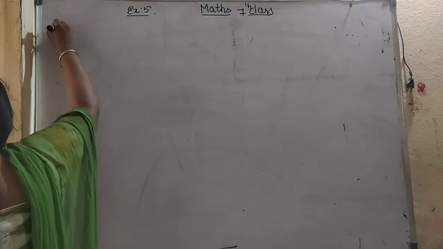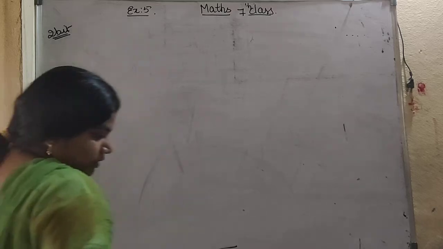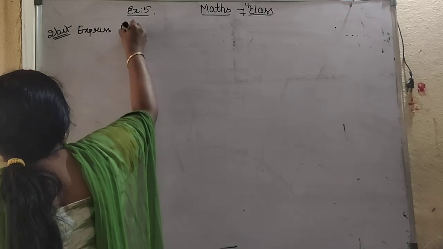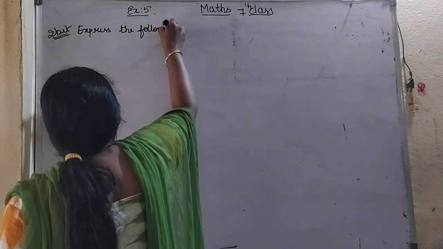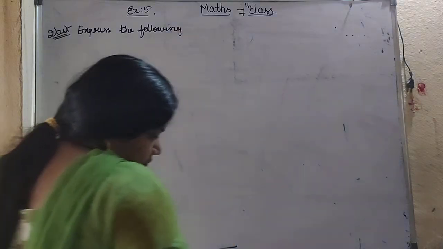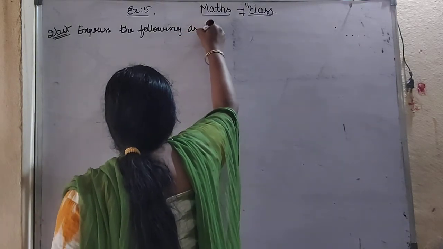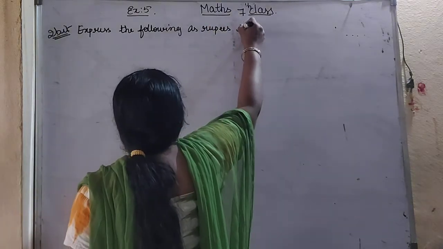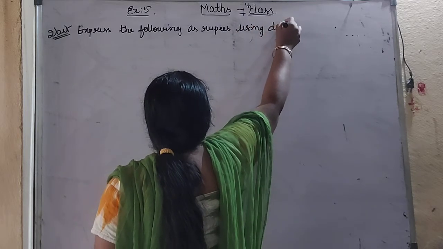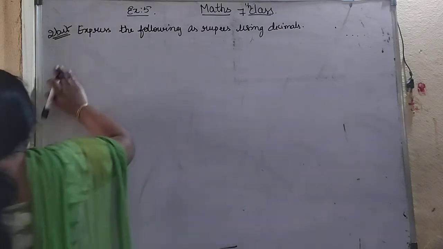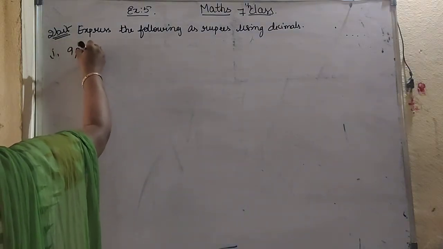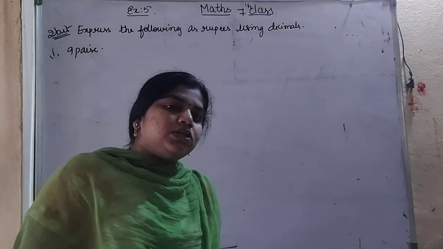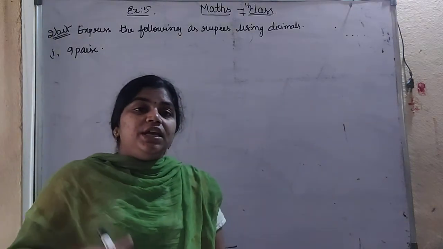What is the second bit? Express the following as rupees using decimals. The first one is 9 paisa. We have to convert this 9 paisa in the form of decimals, in rupees. So how do we convert?